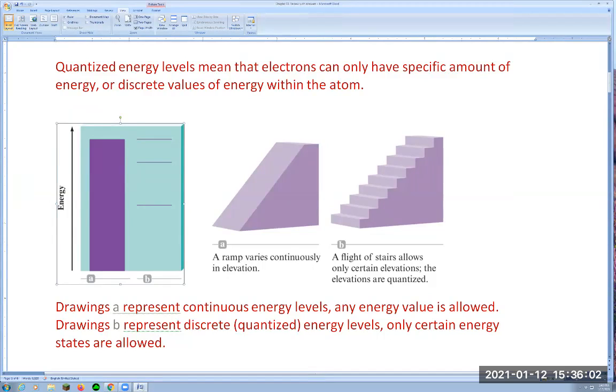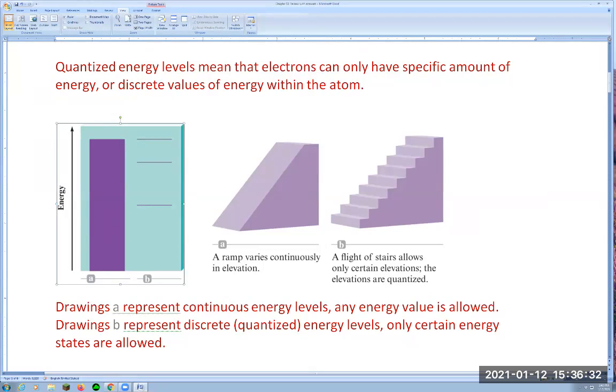And let me just say that the ramp here that varies continuously in elevation is what you would have as an analogy to represent continuous energy levels, right? It's continuous. You have all values possible from the minimum to the maximum. But in the atom, it's not like that. What we have is discrete or quantized energy levels, which means that only certain energy states are allowed.